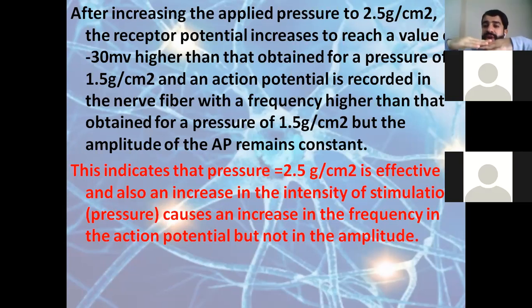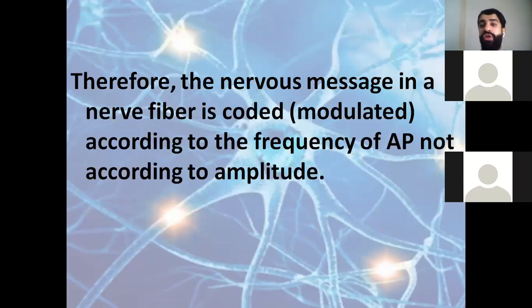Upon increasing from 0.5, which is ineffective, to 1.5 and then to 2.5, the amplitude remains the same, but the frequency, how many times it repeats itself, changes. Therefore, the nervous message in the nerve fiber is coded or modulated by the frequency of the action potential and not by the amplitude. So the nervous message is coded according to the frequency of the action potential, not according to its amplitude. All of them have the same amplitude, but they differ only in frequency.